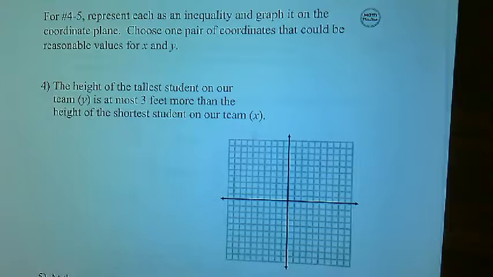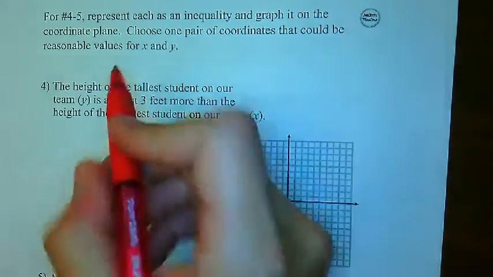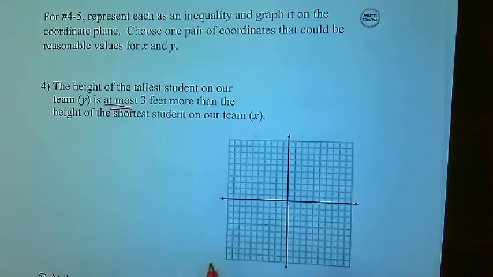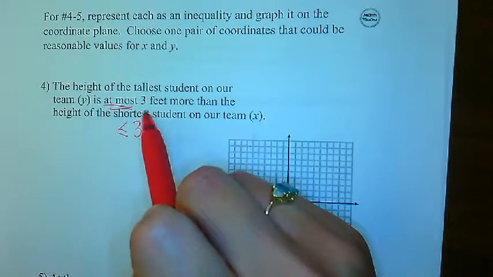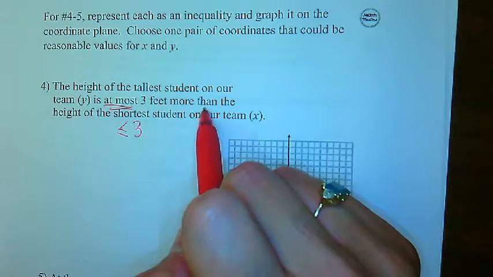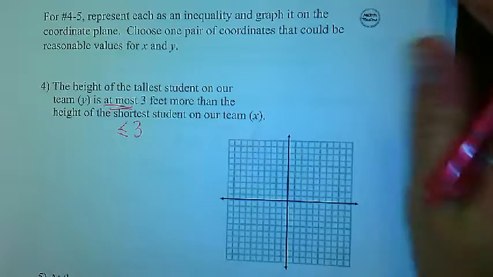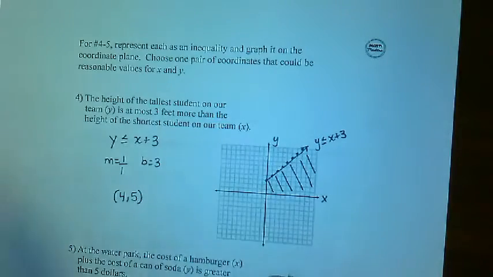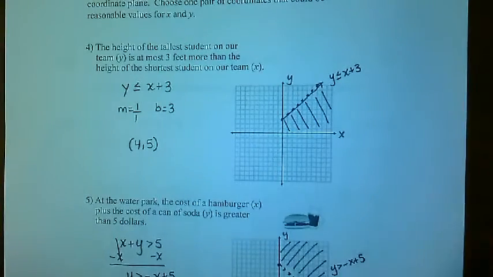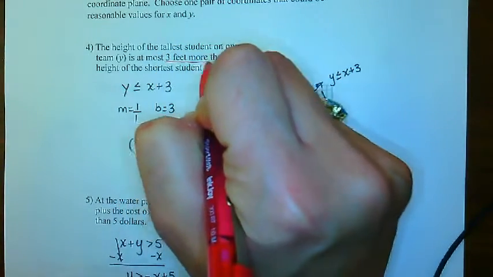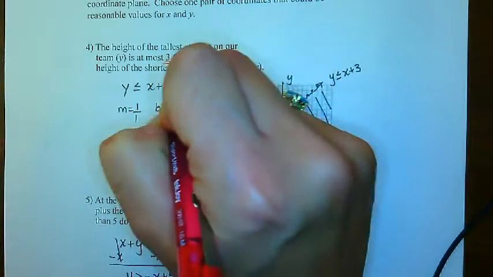All right. So the next one, the height of the tallest student on our team, so height's going to be y, is at most, okay, at most. At most means it cannot go over, so it has to be less than or equal to 3 feet more than the height of the shortest student, okay? Just save time. Okay, so remember 3 feet more than.